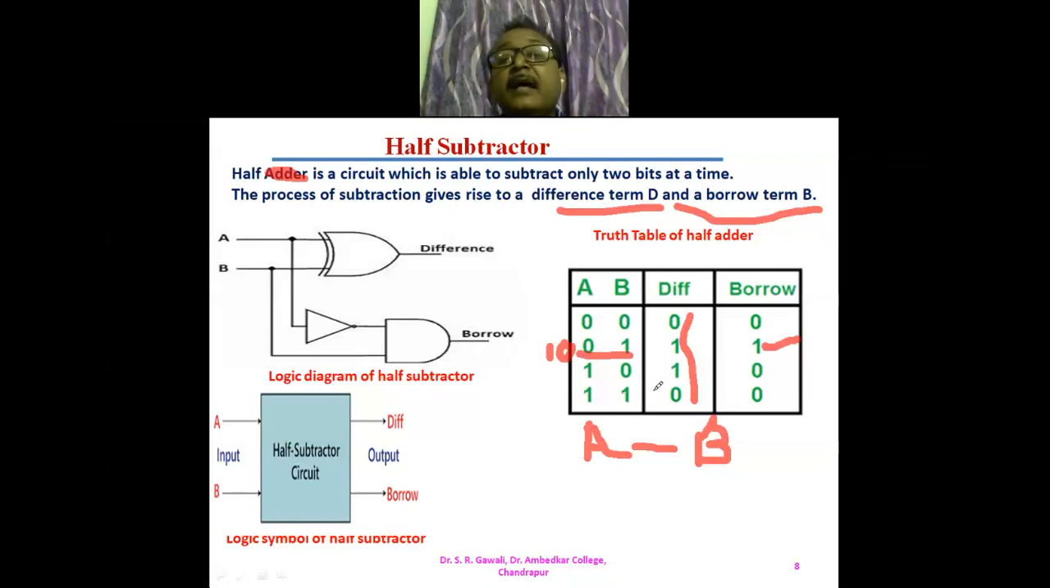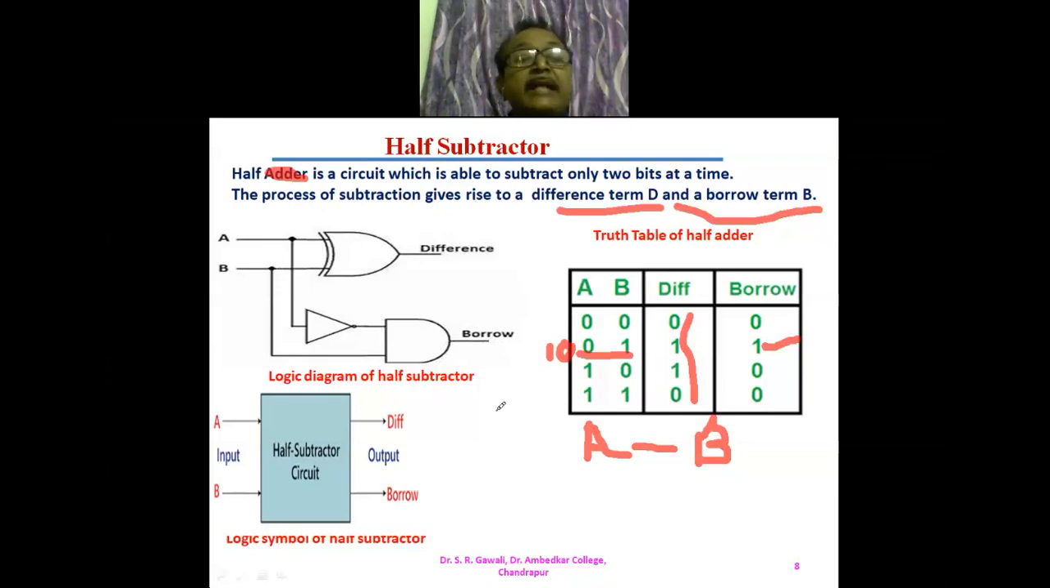Then there is a borrow term here. For that purpose, the logic circuit is: the A input is inverted and then given to the AND gate, and the other input to this AND gate is the B input. At the output of this AND gate we get the borrow, and at the output of the XOR gate we get the difference.